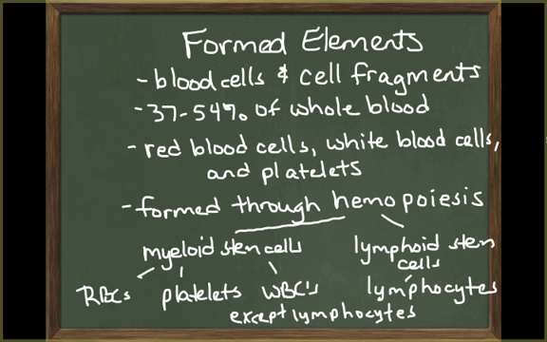In addition to the plasma, whole blood contains the formed elements. Formed elements are blood cells and cell fragments that are suspended in the plasma. These elements account for 37 to 54% of the volume of whole blood. The 3 types of formed elements are the red blood cells, the white blood cells, and the platelets. These formed elements are produced through the process of hemopoiesis. The stem cells involved in hemopoiesis are the myeloid stem cells and the lymphoid stem cells. The myeloid stem cells give rise to the red blood cells, the platelets, and all of the white blood cells except for the lymphocytes. The lymphocytes arise from the lymphoid stem cells.